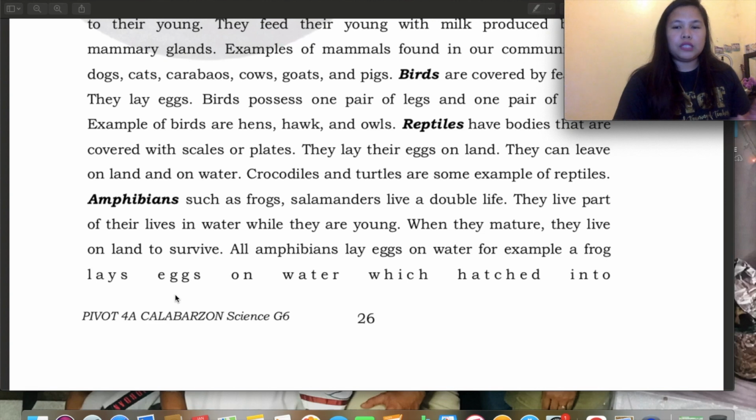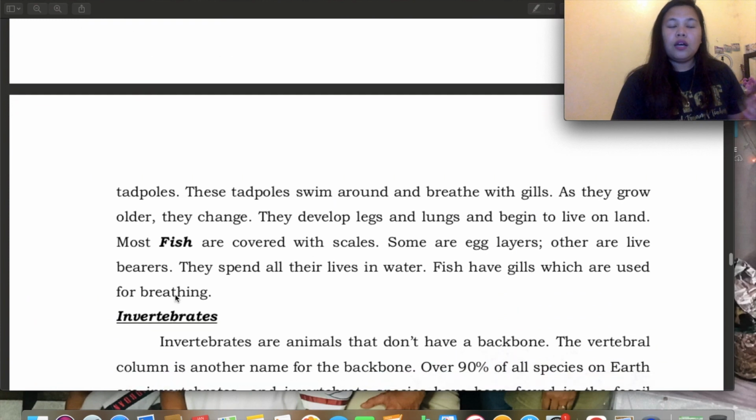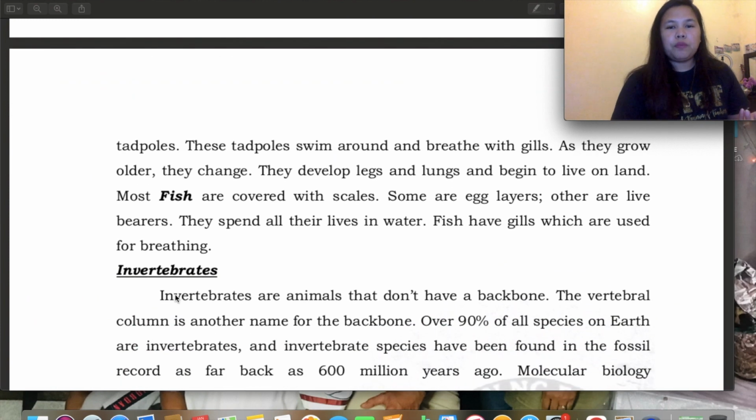For example, frog lay eggs on water which hatch into tadpoles. So, these tadpoles swim around and breathe with gills. So, ito yung gills ay hasang. As they grow older, they change yung mga process nila from stages from eggs, tadpoles, and to the adult. Evolve. Ganon. So, they develop legs and lungs, begin to live on land.